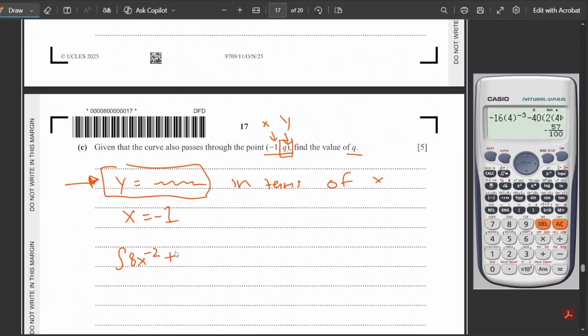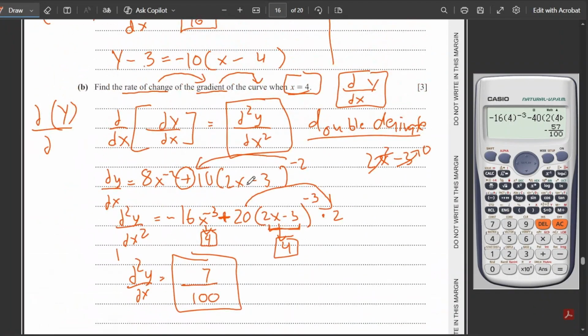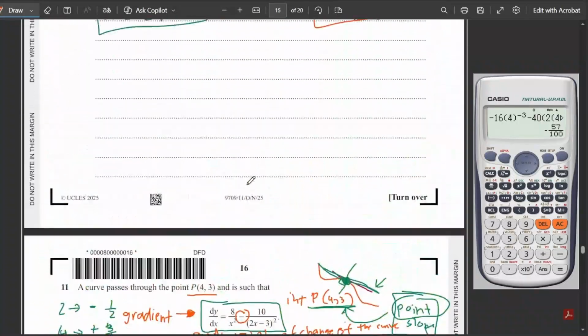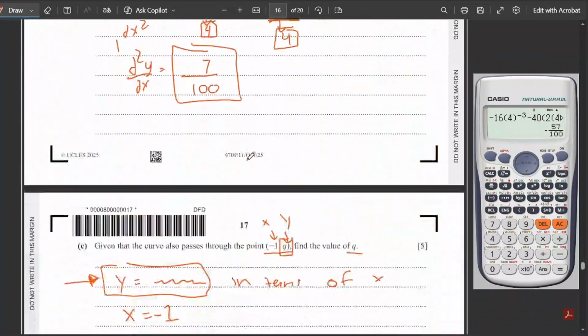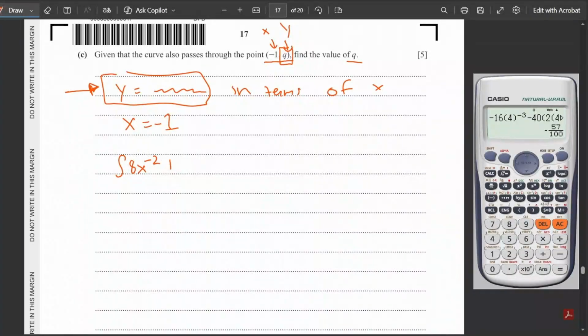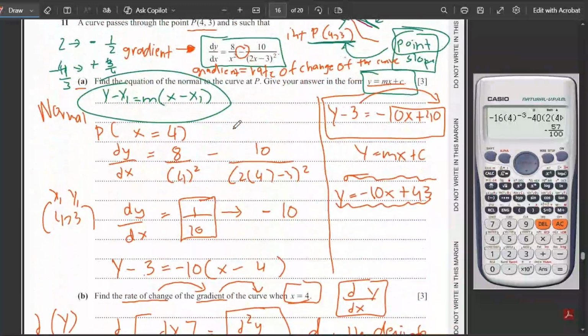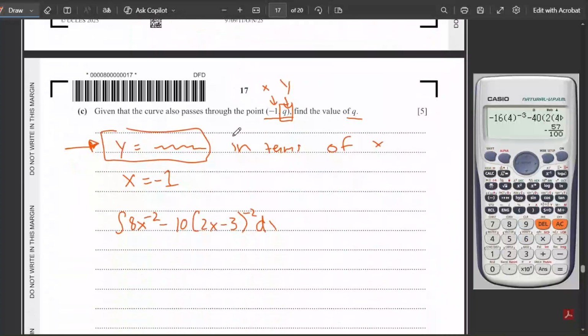Plus I then have 10, wait, okay, so it's a negative sign, it's not a positive sign. See, I was going to make that mistake again. So this is a negative sign, and then I have 10 times (2x minus 3) raised to the power negative 2 dx. So I have to integrate the gradient. Let me just check if I copied everything correctly. Yeah, I think I copied everything correctly.